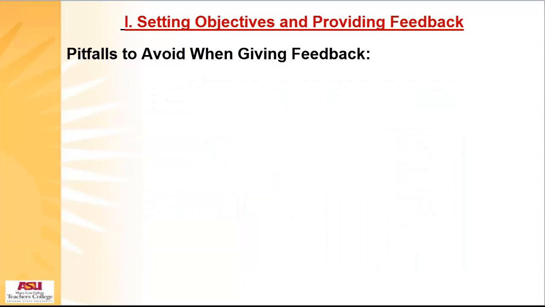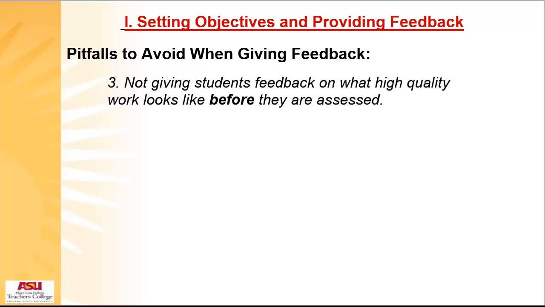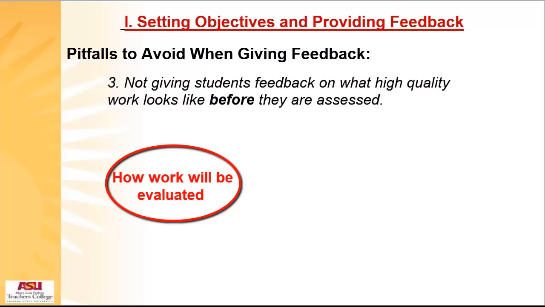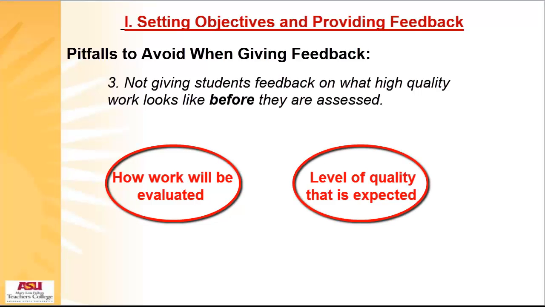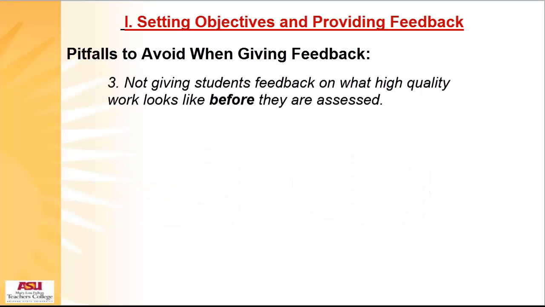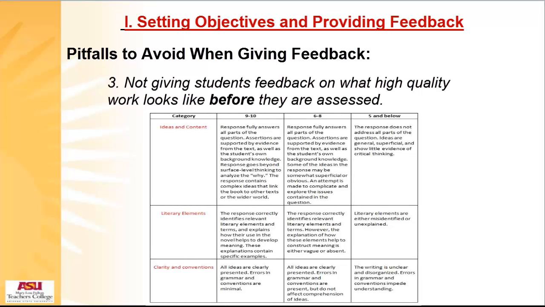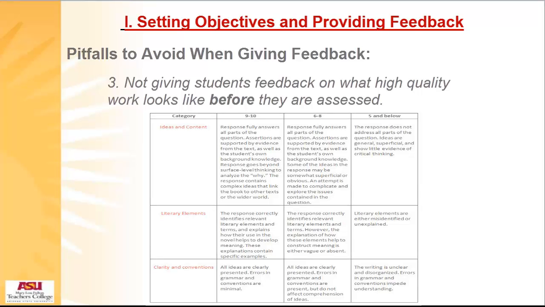The final pitfall to avoid is not giving students feedback on what high-quality work looks like before they are assessed. Before students are assessed, they need to have a clear understanding of how their work will be evaluated and the level of quality that is expected. Teachers can accomplish this by showing them examples of high-quality work or teaching students the rubric they will use to evaluate their work. Remember, feedback is most useful if students can use it to make changes or revisions to improve the quality of their work before it is submitted.